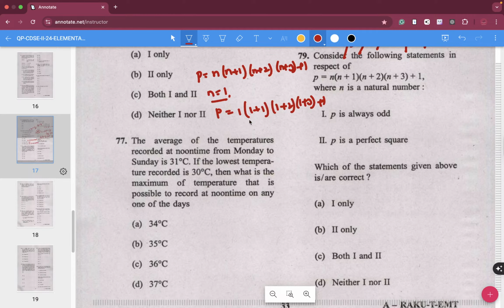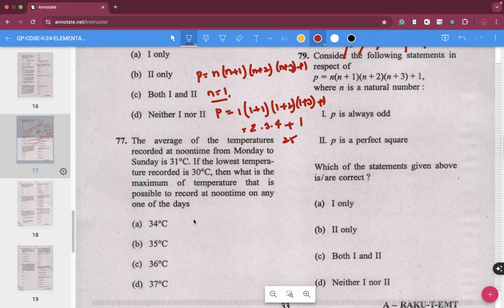So this is 1 into 2 into 3 into 4, which is 24, plus 1, which is 25, right? Okay.